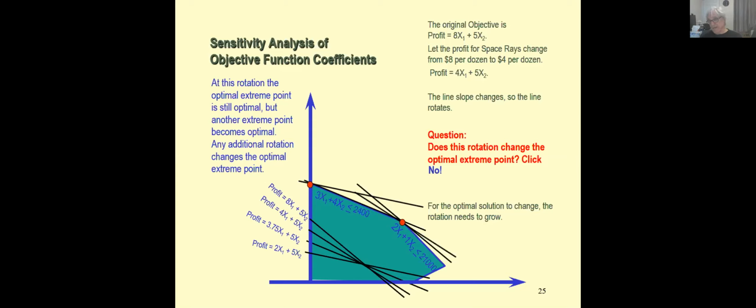This is quite revealing for management to know, because what if they have overestimated the real profit, gave you 8, but the real one is only 4, and you solve it with 8, and you come with a production plan that is optimal for $8, 8 and 5. And they ask you, hey, we found that you made a mistake. Don't worry, you did not give the wrong production plan. It's also optimal for $4 and 5. And it's also optimal for $3.75. But if it goes below $3.75, now the optimal solution changes.